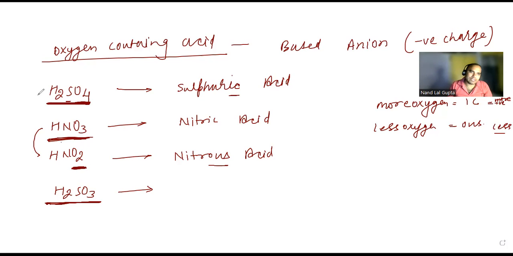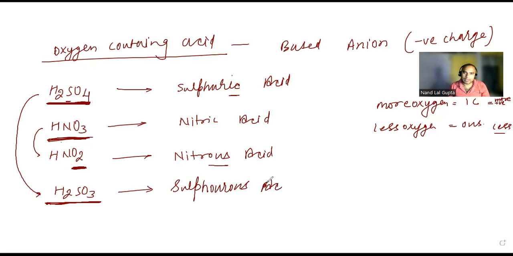So after this one, if you are comparing, you can see the number of oxygen reduced, yes or no? So its name will be sulfurous acid. Sulfurous acid. This ends in OUS, yes or no?